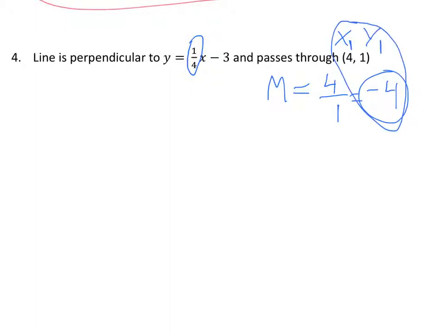So just don't get this confused with parallel lines. Perpendicular lines have opposite reciprocal slopes of each other. Use that, and then you can easily get to the point slope and then the slope intercept form.